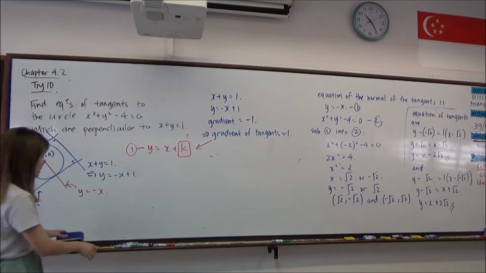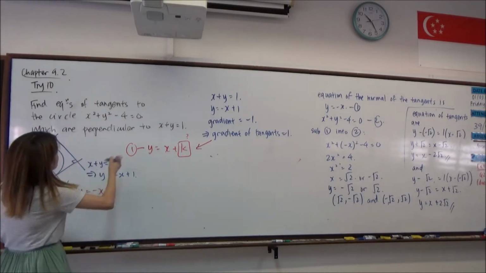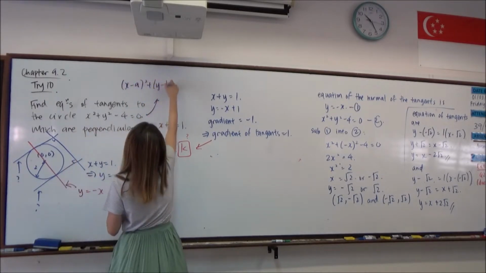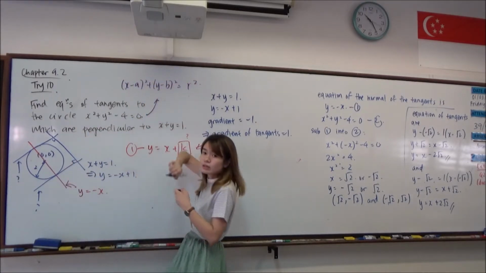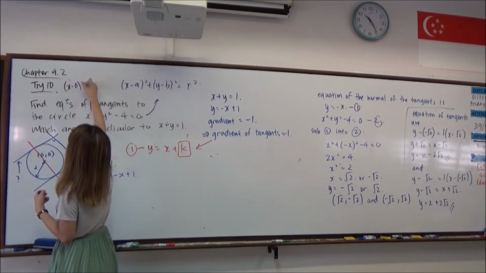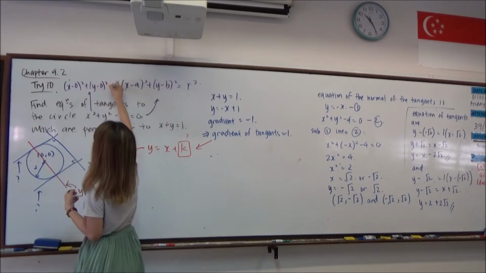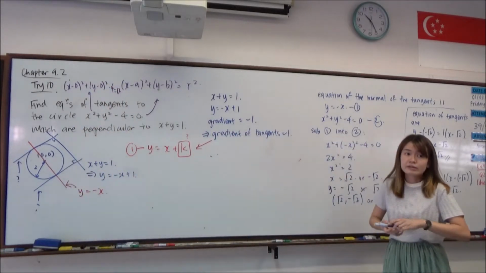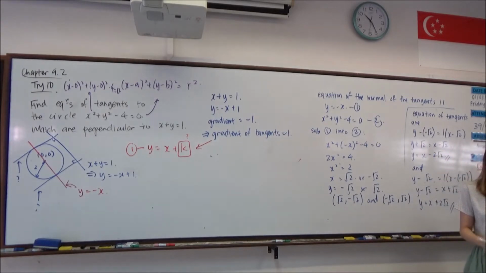Because the equation for the standard form is (x minus a) squared plus (y minus b) squared equals r squared, right? So if this is x squared, it is also (x minus 0) squared plus (y minus 0) squared minus 4 equals 0. So you can see the center is at the origin. That's it? Okay.